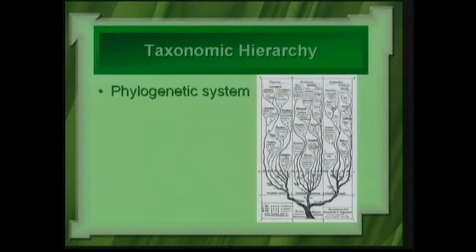Okay, phylo has to do with branching, and genetic has to do with relationships, right? So here's an early phylogenetic scheme. What it's actually showing is the lineages. Don't have to worry about the words that are on here.